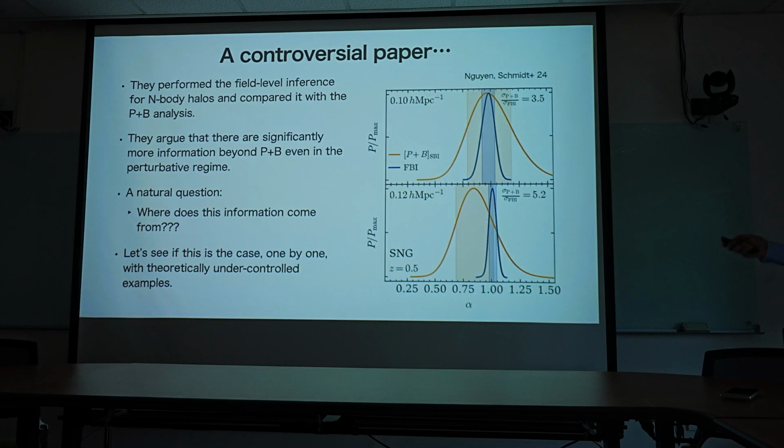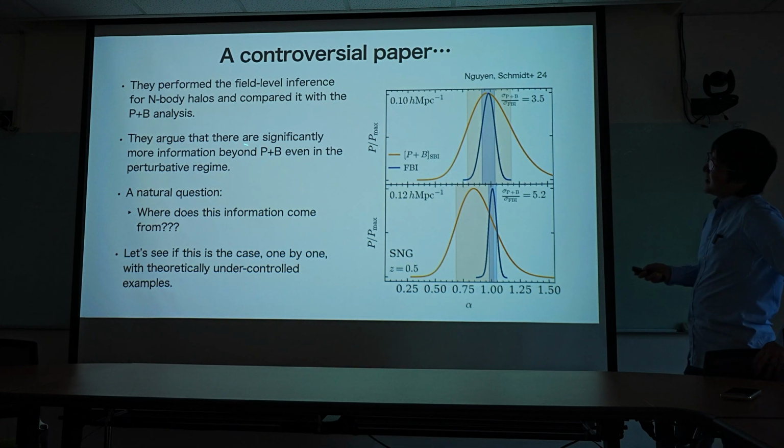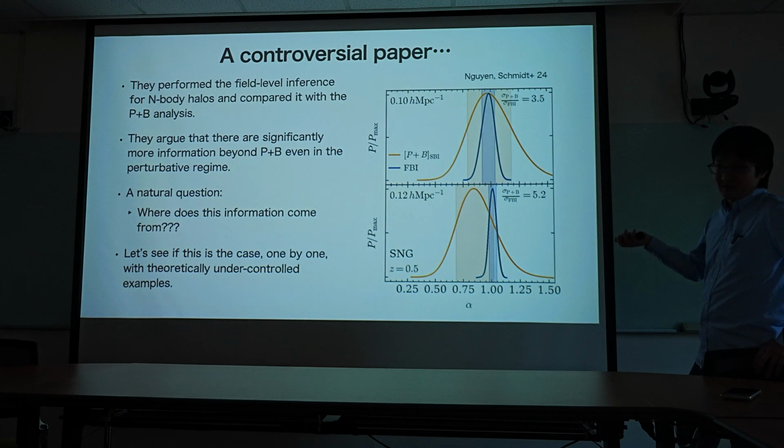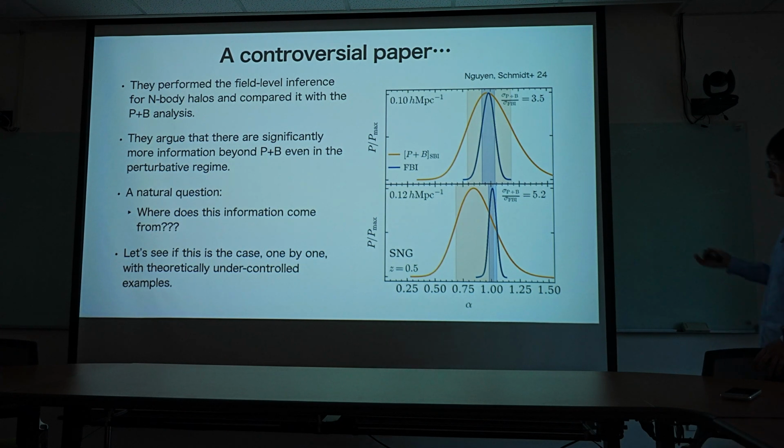I think the issue in their paper is that they jump into a quite realistic case, N-body halos, before testing everything in a mock, more simplified toy model. So what we are trying to do in the following is to see when and why field-level inference becomes better than the conventional method, using a theoretically well-controlled example.